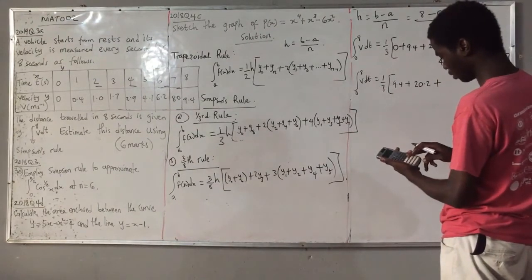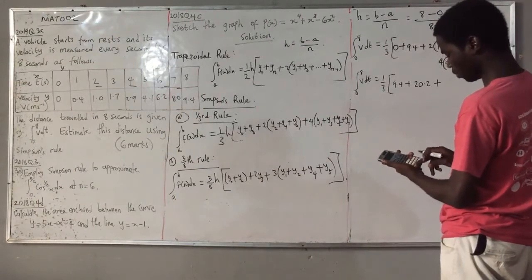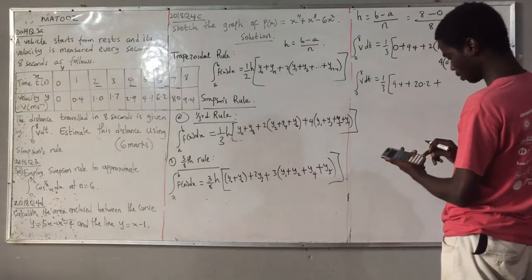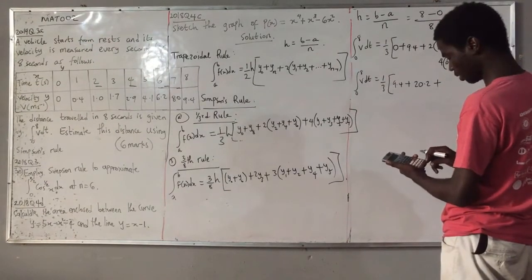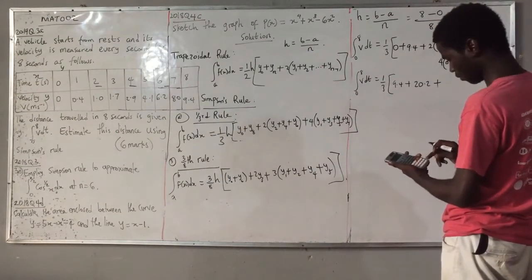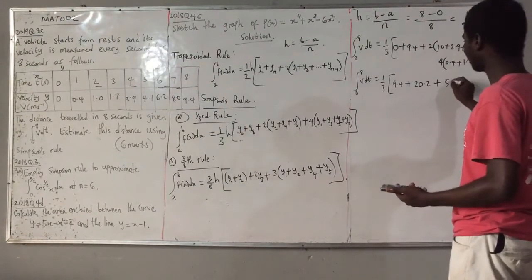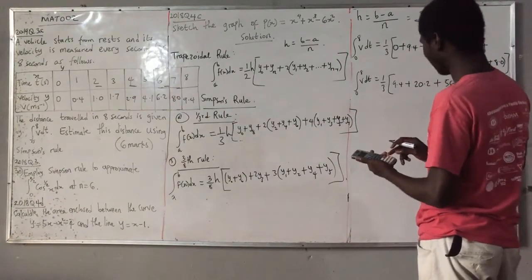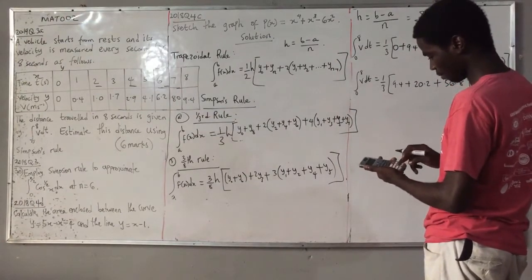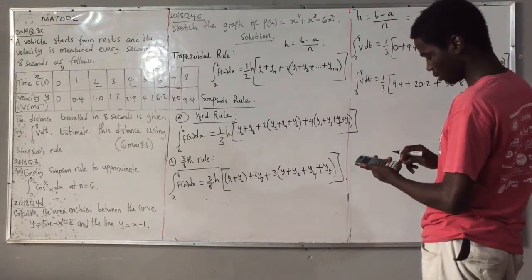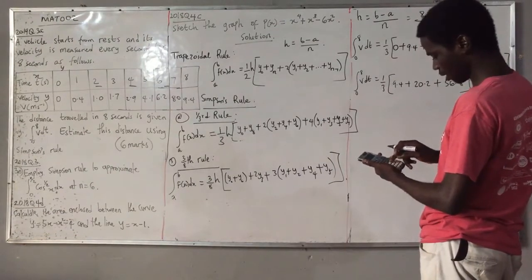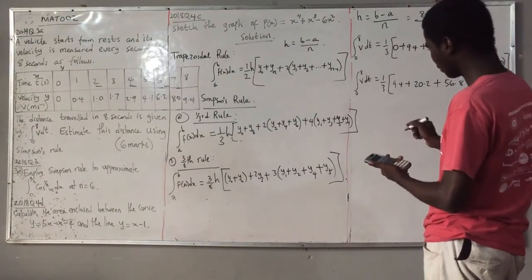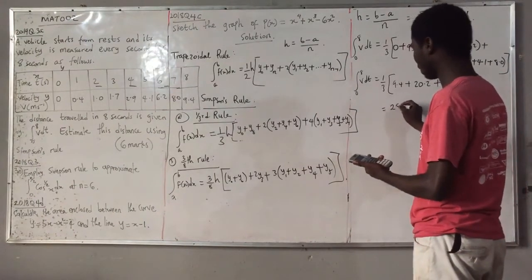0.4 plus 1.7 plus 4.1 plus 8.0 multiplied by 4. So this is 56.8. So add everything, then divide by 3. 56.8 plus 20.2 plus 9.4 divided by 3. So the answer I got is 28.8.